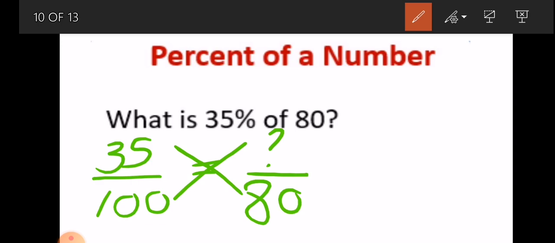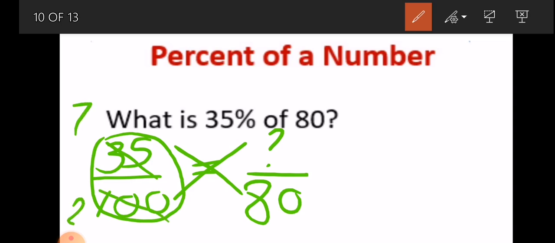So here I should multiply 35 by 80, then divide by 100 to get the missing one. Before I start this one, can this fraction be simplified? Yes, we can. If I divide here by 5 it will give me 7. Here, if I divide by 5, it will give me 20. To make the numbers easier for me, now I have smaller numbers.